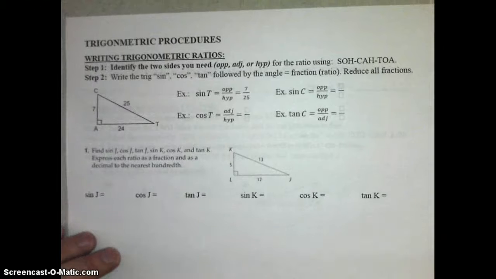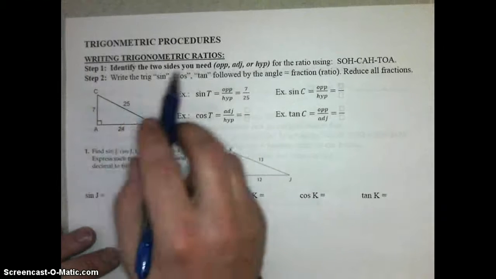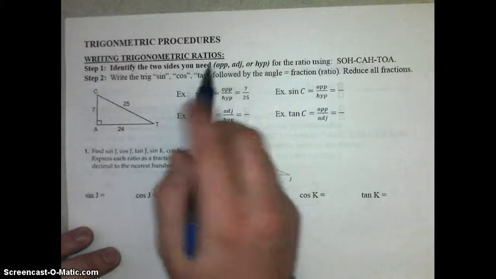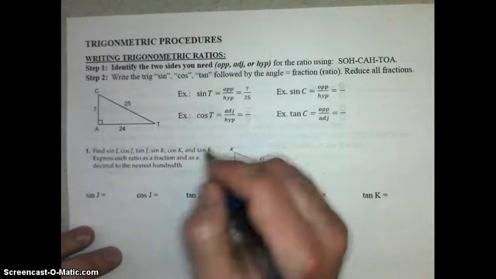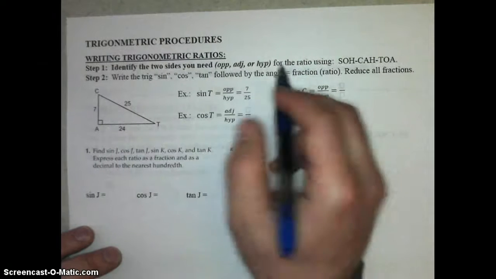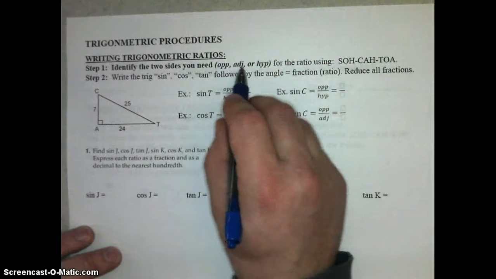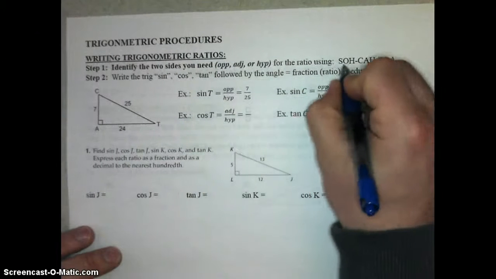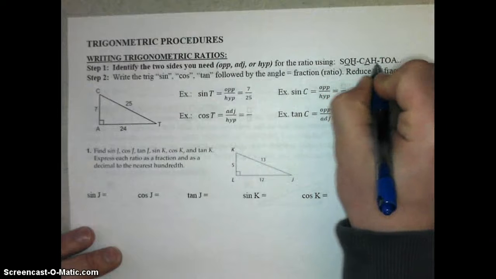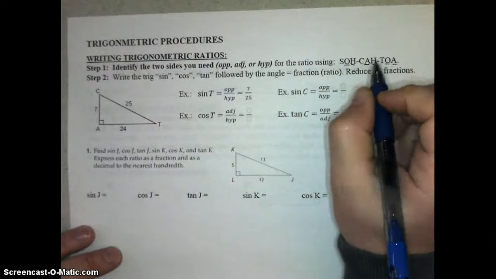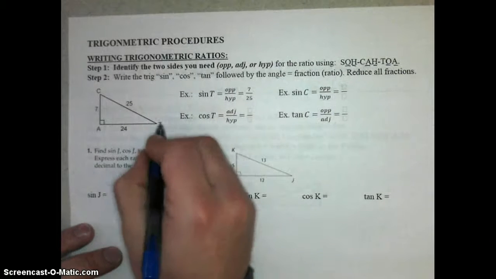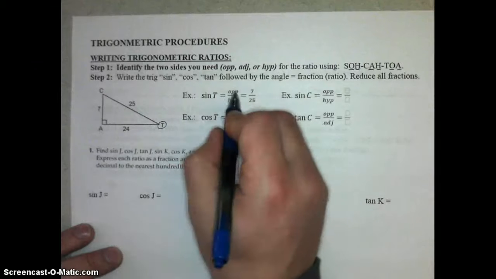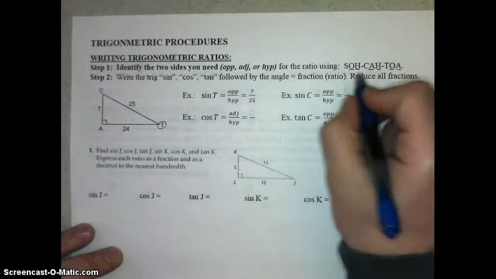So here are our trigonometry procedures. Step one is to identify the two sides that you need. Either we are given one and finding the other, or we're finding one given the other. So either opposite, adjacent, or hypotenuse, and we can label them with O, A, and H. So here's our first example. If I want the sine of angle T, that's your reference angle, that's opposite over hypotenuse, if you remember from SOHCAHTOA.